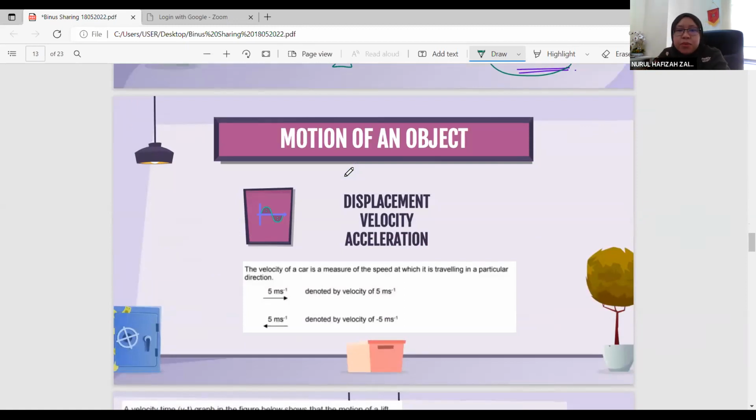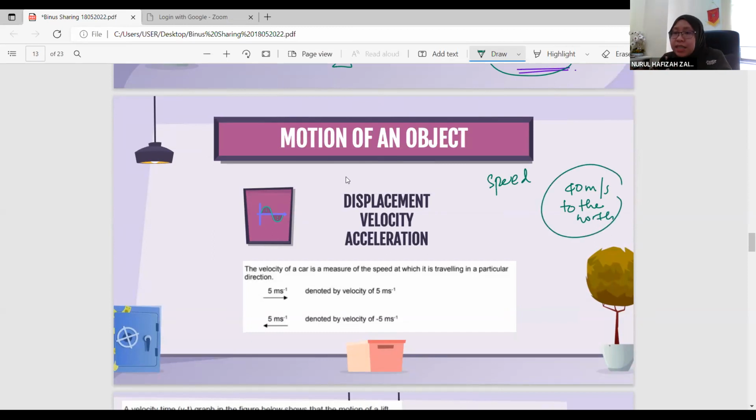Okay, and then motion of an object. We learned just now, I said about velocity. Velocity normally we will compare it with a speed, right? If let's say I'm moving 40 meters per second, so this is a speed. If I am moving 40 meters per second to the north, so this is a velocity, but it's actually maybe the same situation, same motion. Okay, but if we add some direction, then it becomes a vector. So velocity is what, halaju.